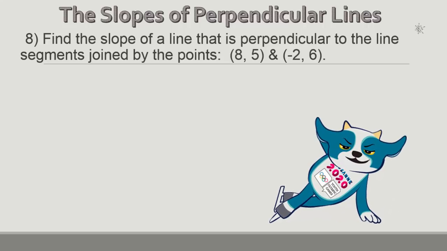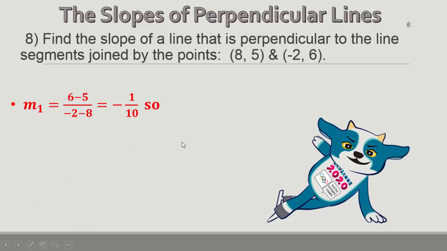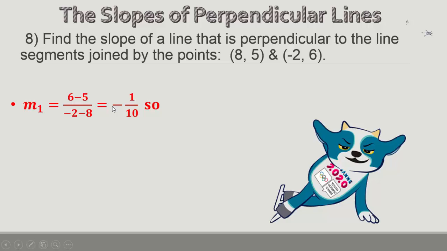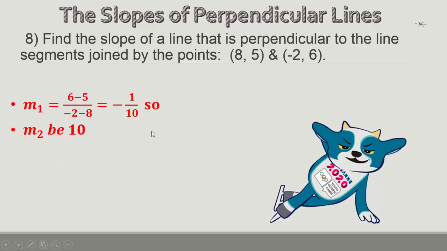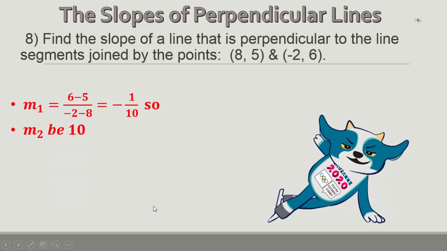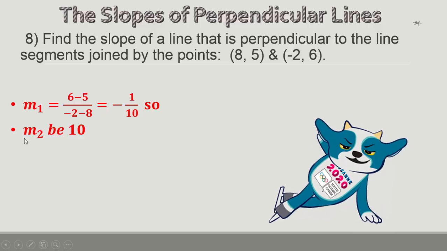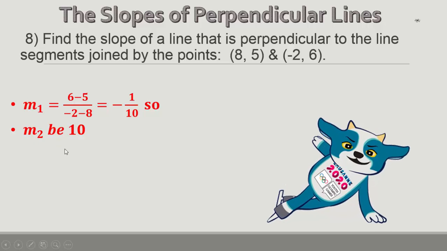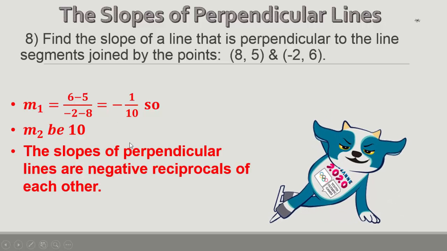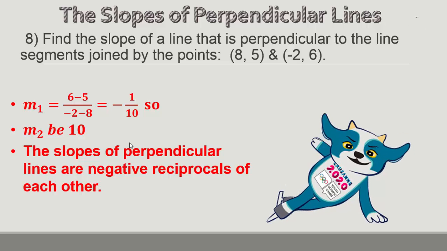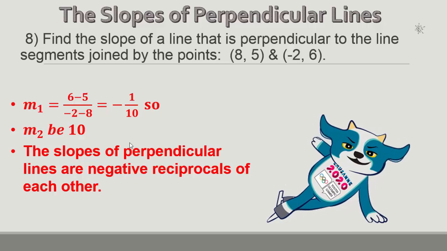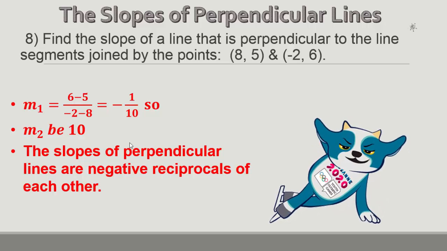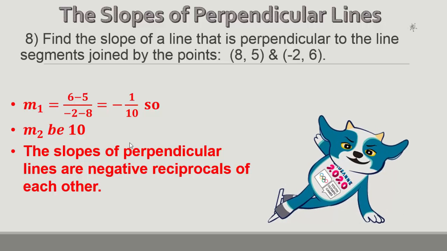Reviewing what I just did on the whiteboard, we found the slope of the first line is negative 1 over 10. So in order to make a perpendicular line, we have to flip this over and change the sign. So that means the second line, in order for it to be perpendicular, must have a slope of 10. Remember, the slopes of perpendicular lines are negative reciprocals of each other. That means we have to flip the original slope over and change its sign.